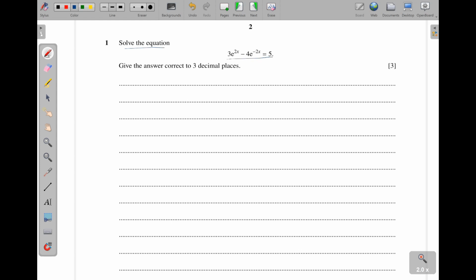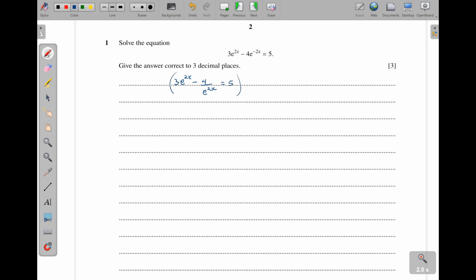This one is an equation, an exponential equation. Correct your answer to 3 decimal places. In this equation, I can see an e with a negative power, so I can write it as e down in the denominator, which is equal to 5.